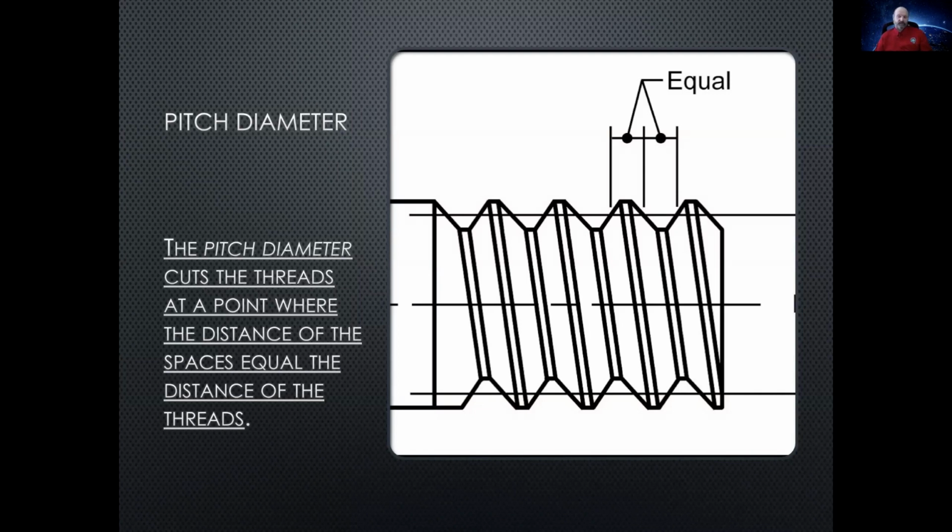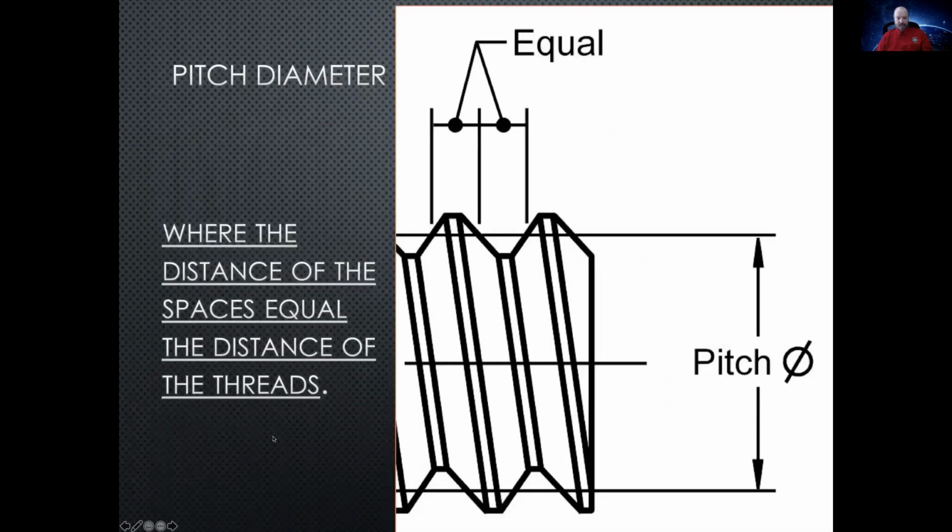You're splitting the difference. So it's a point where the distance of the space is equal to the distance of the threads. Okay, so where this space here is the same as this space here. That defines where the pitch diameter is. So that would be from here to here. So the crest and the root lengths are the same if you cross-section it, where the distance of the space is equal to the distance of the threads. That's the pitch diameter right here.